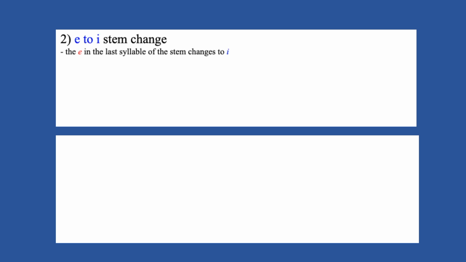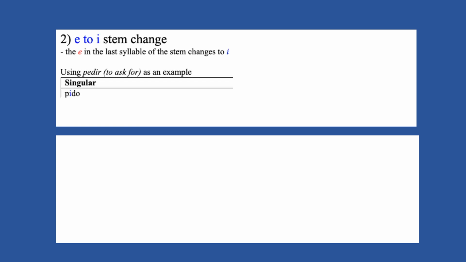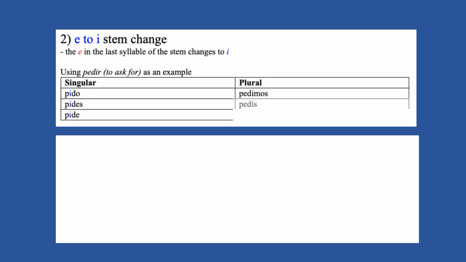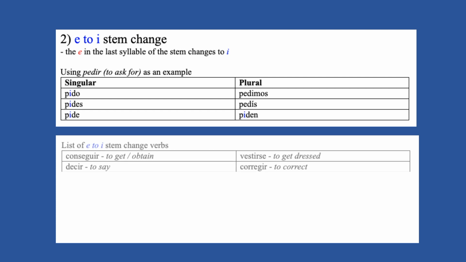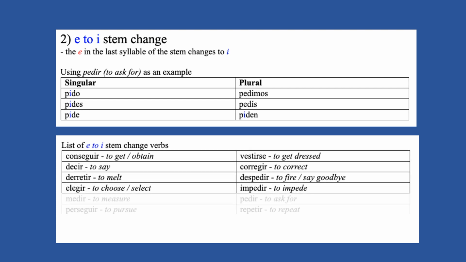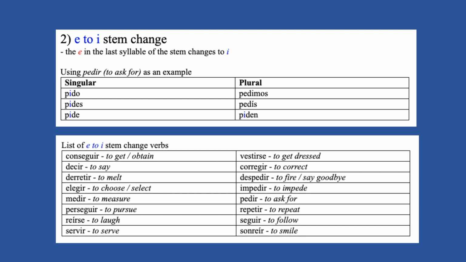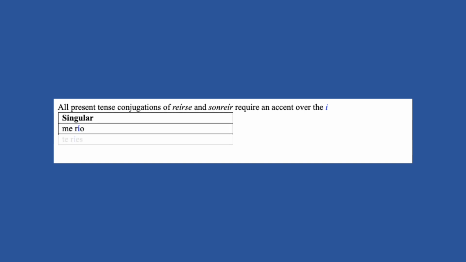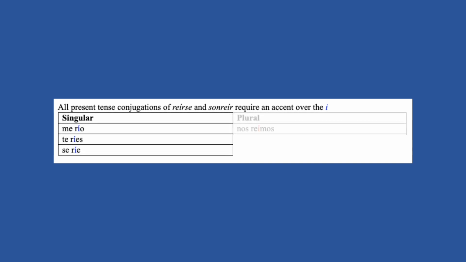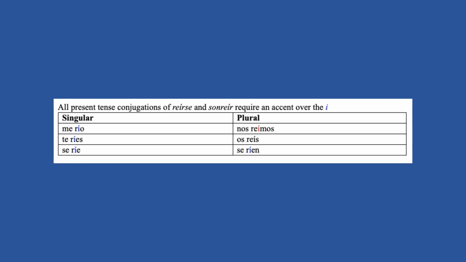The E to I stem change using pedir as an example. Pido, pides, pide, pedimos, pedís, piden. These verbs also undergo an E to I stem change. In addition to the E to I stem change, all present tense conjugations of reírse and sonreír require an accent over the I. Me río, te ríes, se ríe, nos reímos, os reís, se ríen.